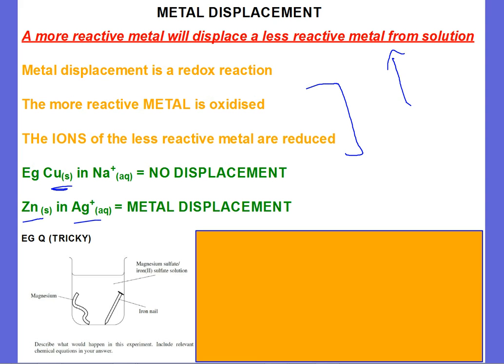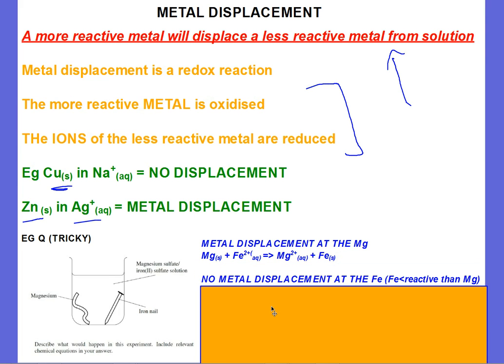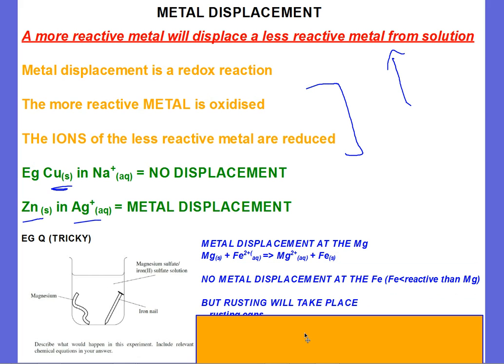Okay, so let's have a look at what actually happens. And first of all, you will get metal displacement at the magnesium because you've got magnesium, which is a more reactive metal, and you do have this iron sulfate in solution. So you will get metal displacement there, and you get magnesium displacing the iron, so you'll get solid iron precipitating on the magnesium. You won't get metal displacement of the iron because iron is less reactive than magnesium, so there will be no metal displacement of the iron, but you will get rusting at the iron.